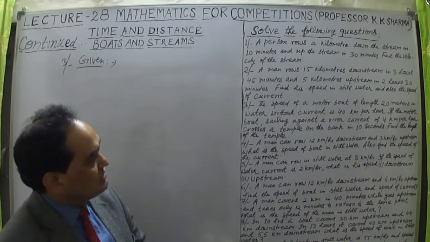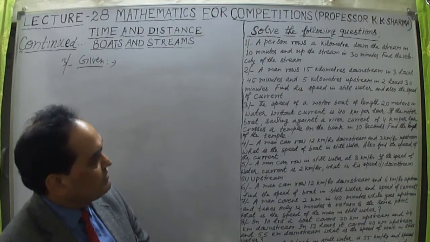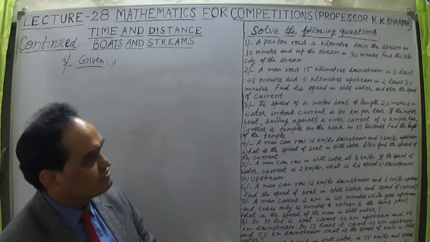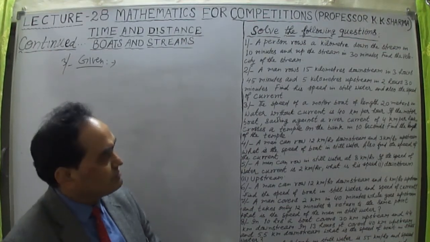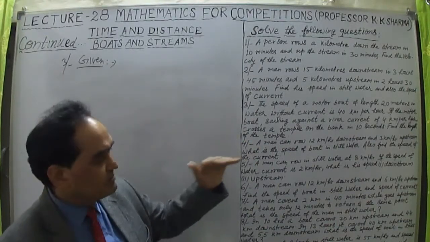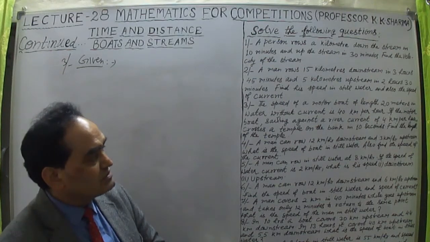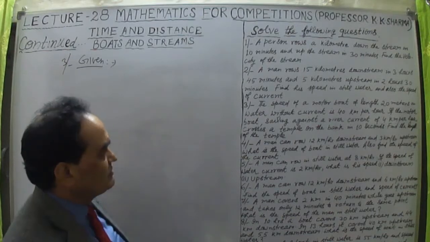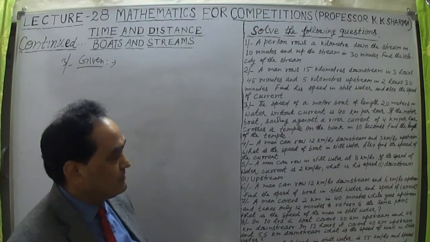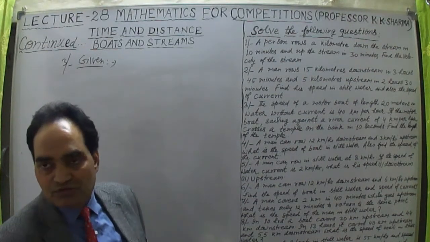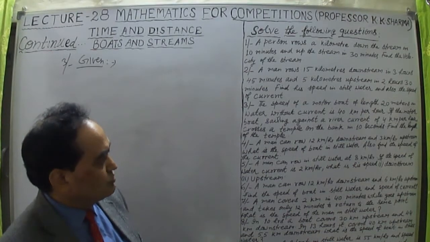Now, the length of the motorboat is 20 meters. Let me take the length of the temple as x meters. First, we have to convert the speed of 40 km per hour into meters per second, because this is kilometers per hour while the length is given in meters. The motorboat is sailing against the river current, that means x minus y we have to find out. The speed of the current is not given.